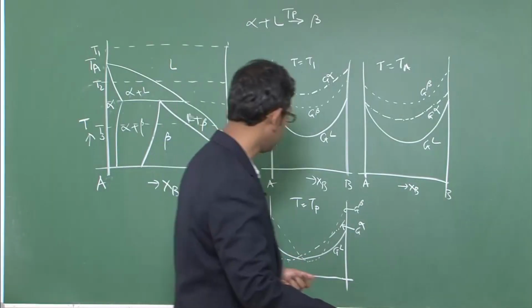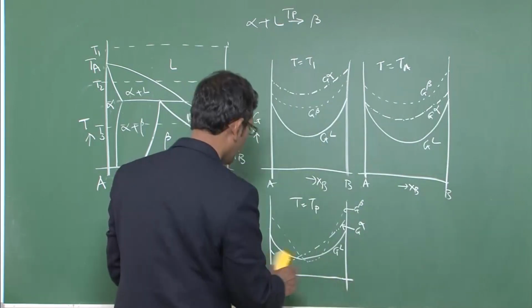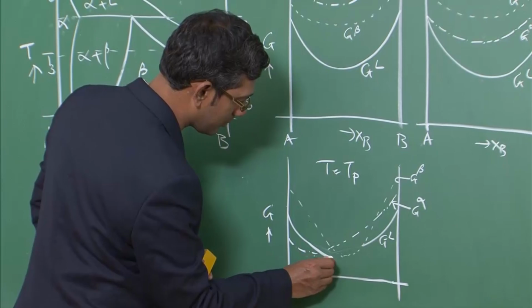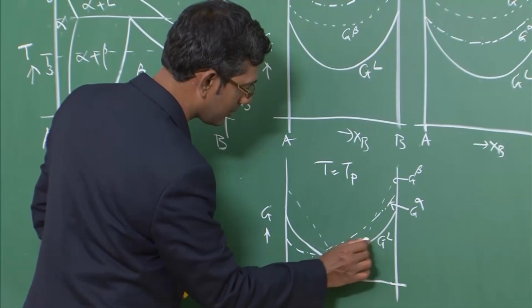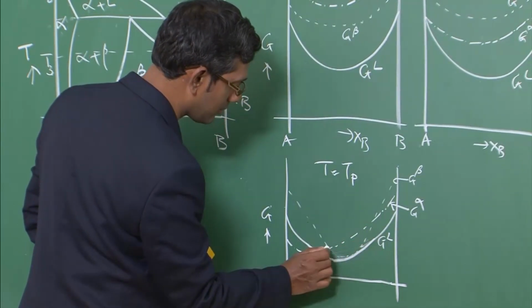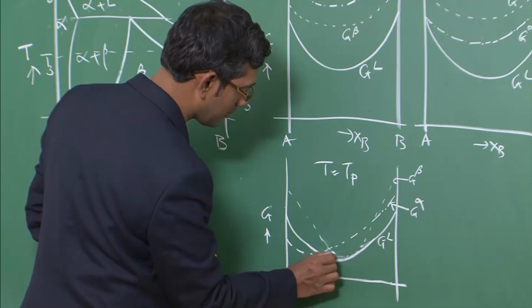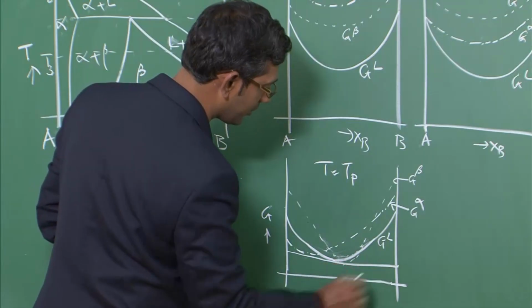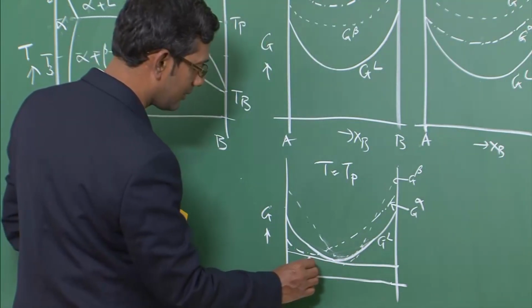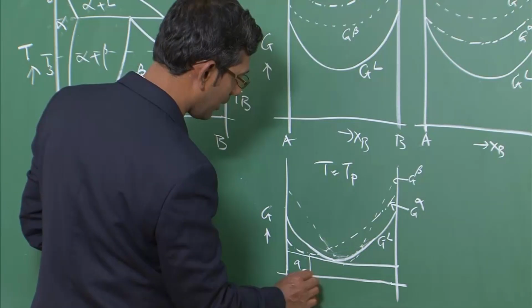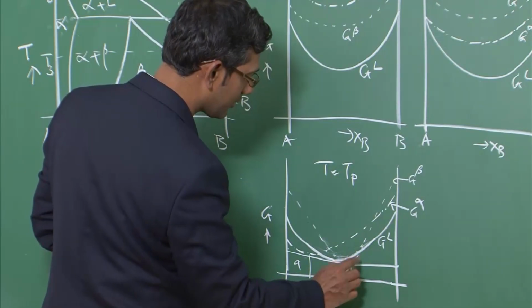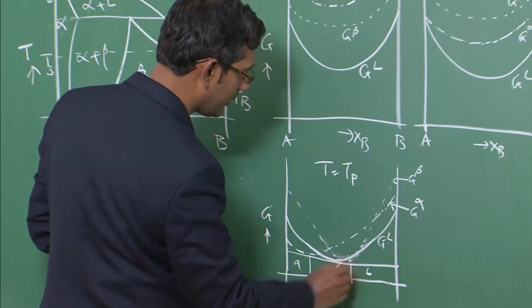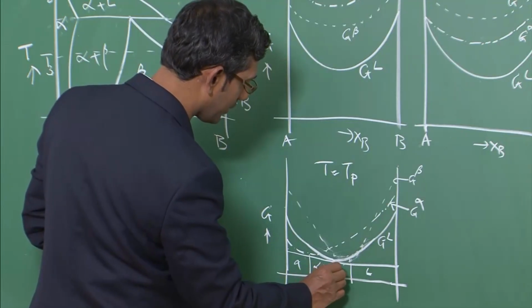So to do that, you have to extend the alpha curve a little bit more. Let us do that. Okay. So you can draw a common tangent between these three, and this is where it touches. So this is alpha, this is where it touches, this is where it touches between alpha and liquid. So this is liquid, this is alpha plus beta plus liquid.